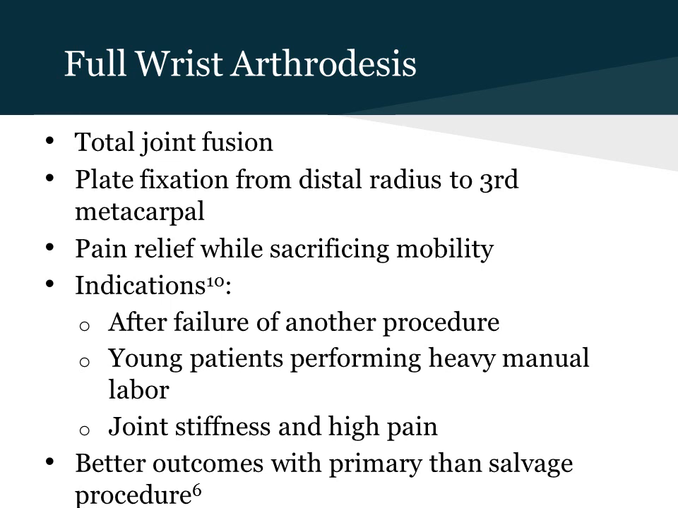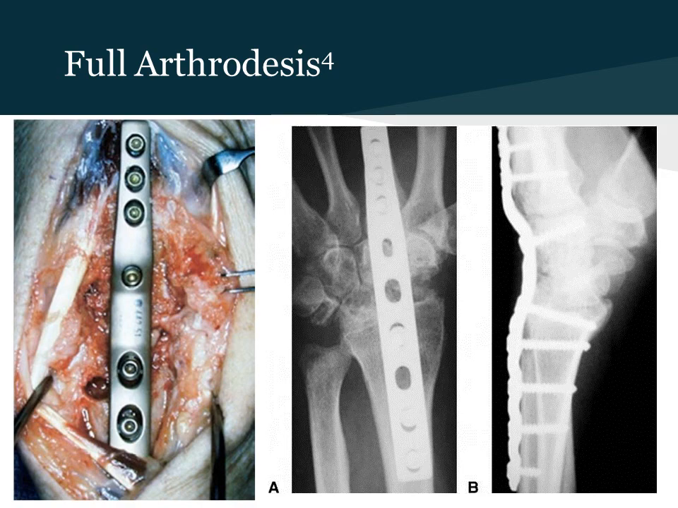It is indicated after failure of another surgery as a salvage procedure or as a primary treatment for young patients performing heavy manual labor with joint stiffness and pain. Better outcomes were reported for this surgery if it was done as a primary treatment instead of as a salvage procedure. Here are a few images of the full wrist arthrodesis.